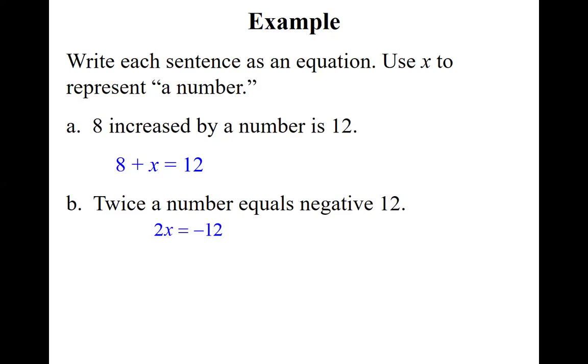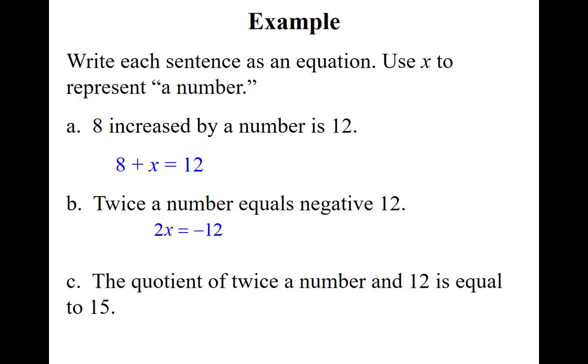The quotient of twice a number and 12 is equal to 15. The quotient of means we're dividing. The two things we're dividing are twice a number and 12 in that order. So 2x divided by 12 equals 15.